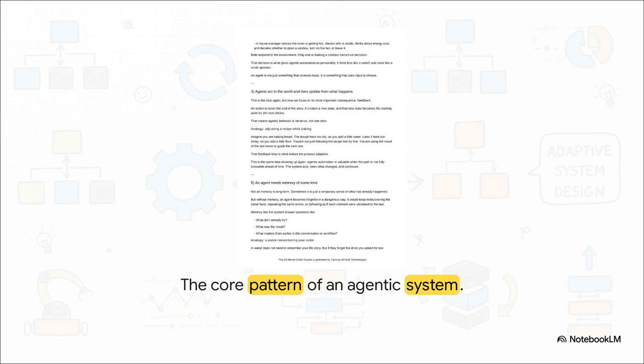A fixed automation basically reads the script once and just goes. But an agent reads the situation, chooses, acts, and then reads the situation all over again.